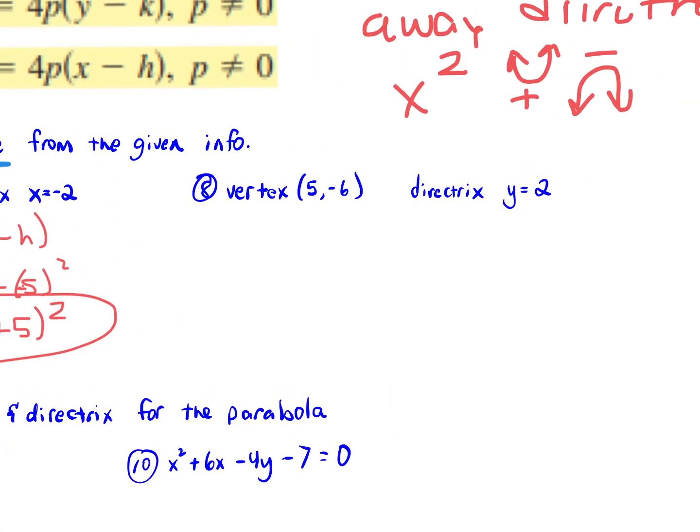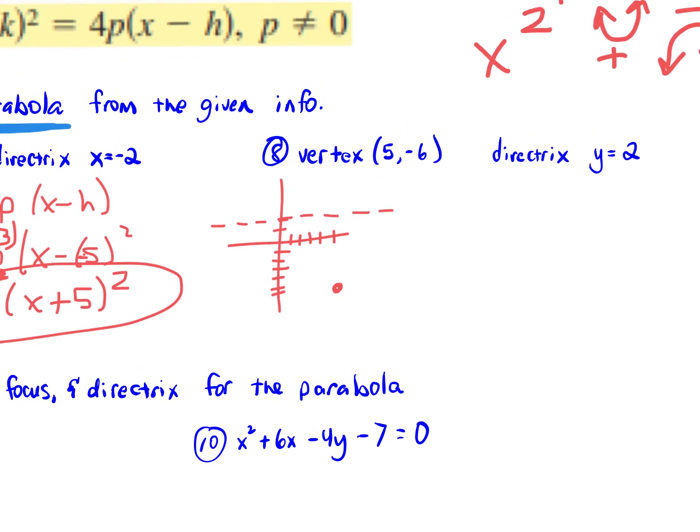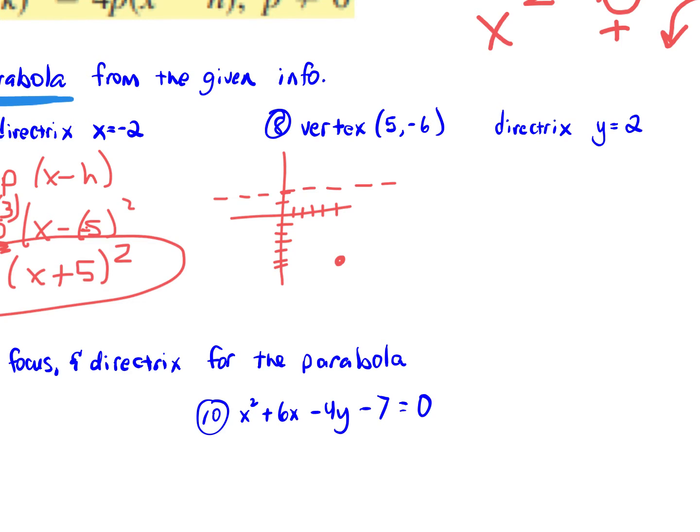So same thing here, I'm going to draw a picture. My vertex is at 5, negative 6, so it's right here. And they tell me that my directrix is at y equals positive 2, so it's up here at positive 2. Your vertex and your directrix are the same distance away as the vertex and the focus. We'll talk about that in a second. But if I have a directrix at y equals 2, that means my parabola is opening away from it. It's opening downwards. So this is a negative x squared parabola. That tells me which formula to look at. This is my h and this is my k.